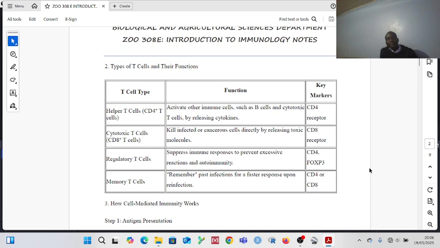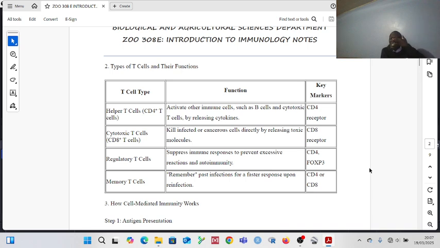Then the third type are the regulatory T cells. Remember, one function of the T cells was to regulate the immune system. So the regulatory T cells actually do this function. They suppress the immune response, and when they suppress that, they prevent an excessive reaction.